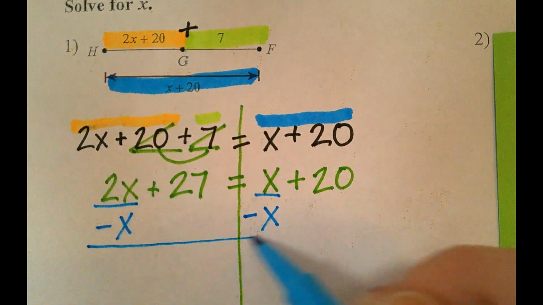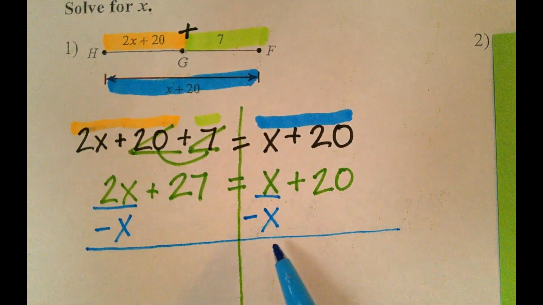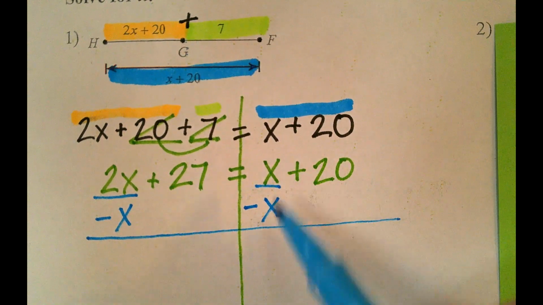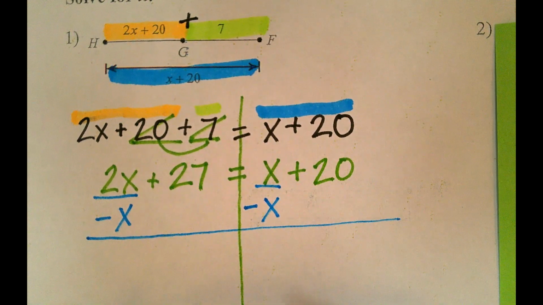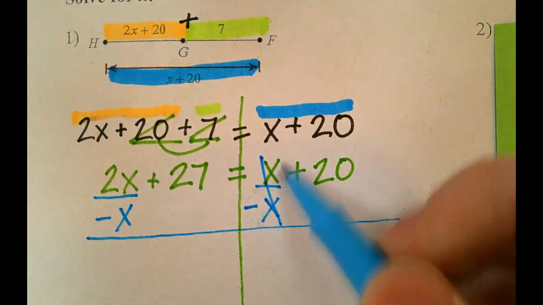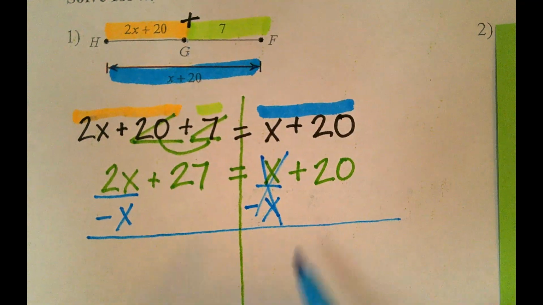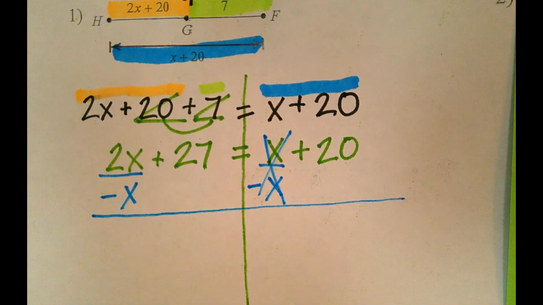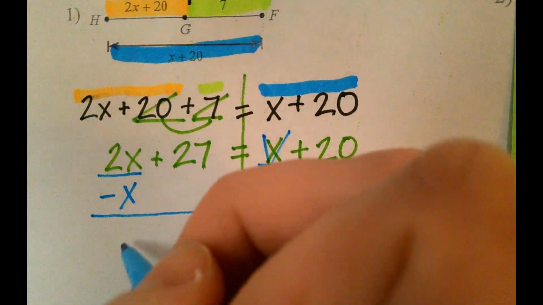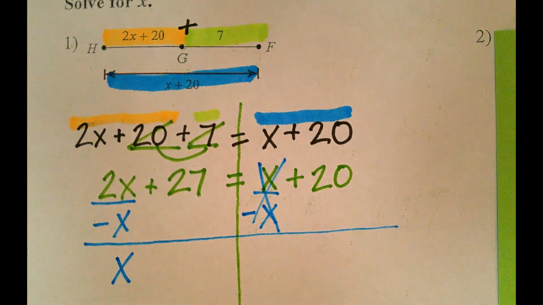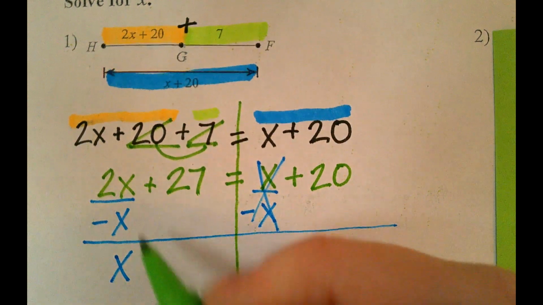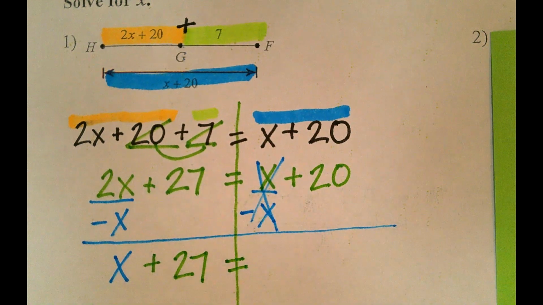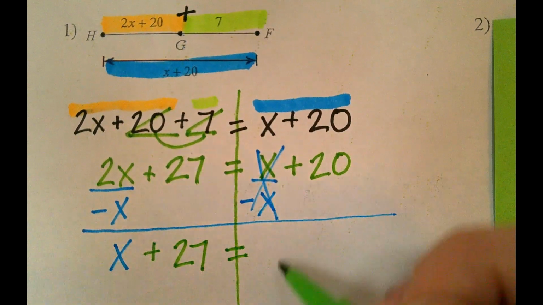And we'll draw a line. The reason we want to subtract instead of add is because when I subtract x from x, what happens? It cancels. It gets rid of the x over here because we don't want it over here. We want it over there. So what's 2x minus x? Just x. What comes down? Plus 27. Bring down my equal. What else comes down? 20.